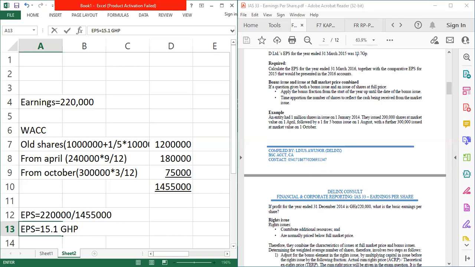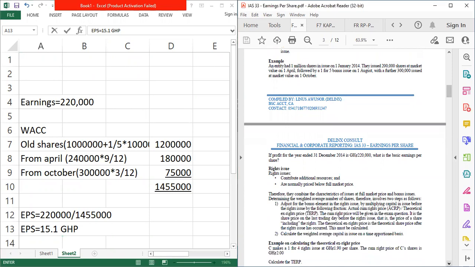Why do we do this? We do this so as not to cause a dilution in the ownership. We don't want to bring in new owners, which will make our ownership size bigger. Rights issues contribute additional resources and are normally priced below full market. They are issued at a discount. All right, let's move on. Therefore, they combine the characteristics of an issue at full market price and a bonus issue.